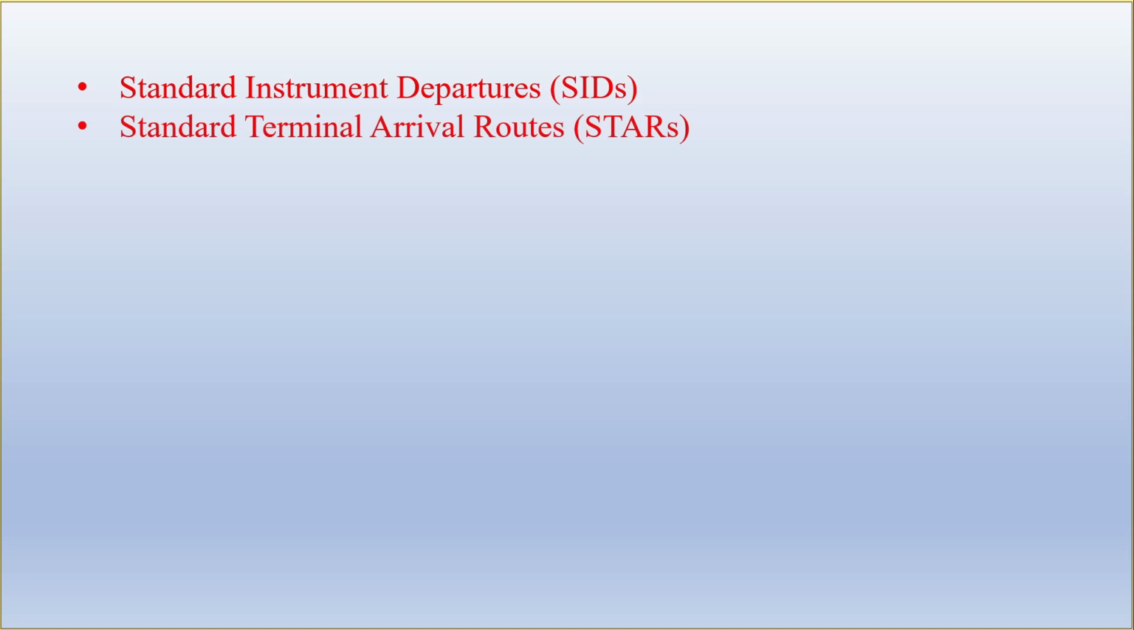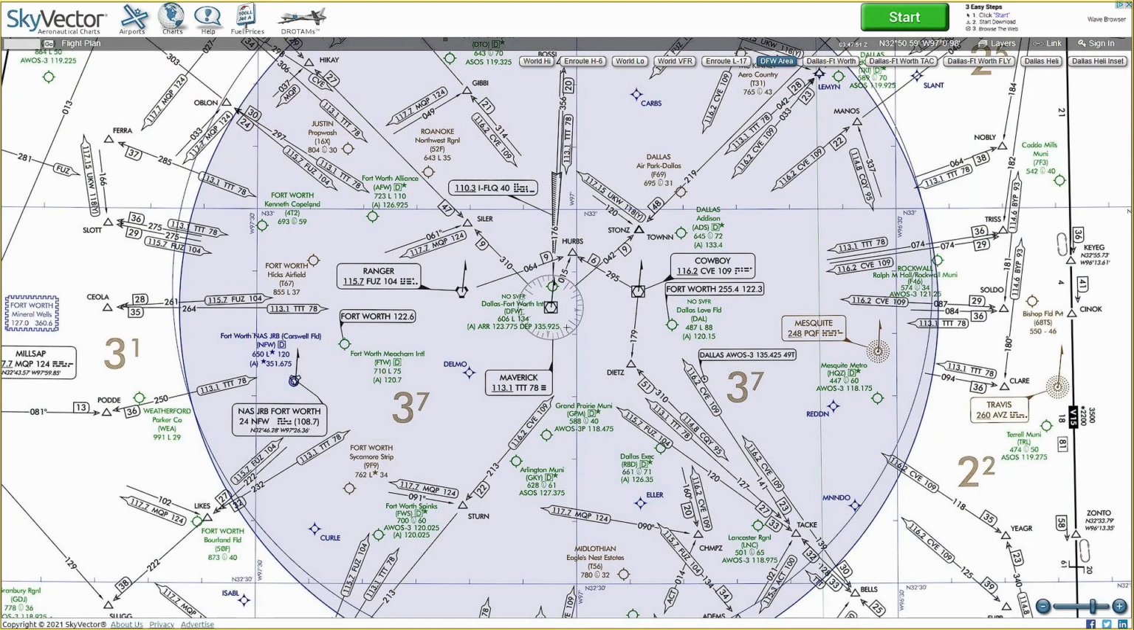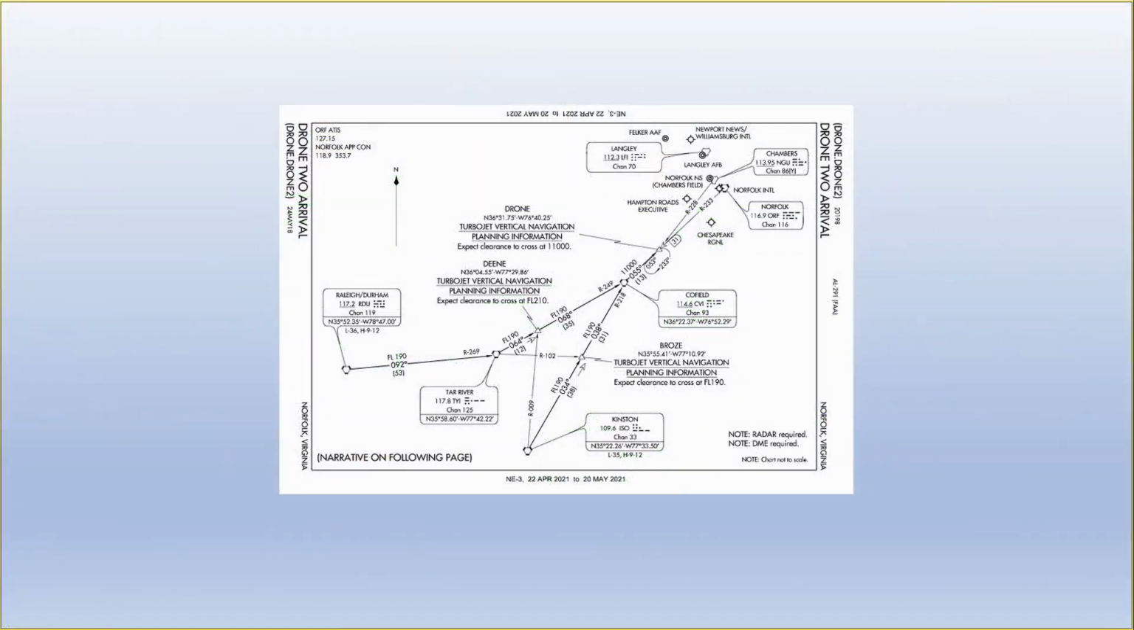The biggest difference between VFR and IFR en route operations is using and loading standard instrument departures, or SIDs, and standard terminal arrival routes, or STARs, in the GPS. SIDs and STARs are typically used at large metro airports and their surrounding satellite airports, though there are some arrival and departure procedures at smaller airports as well.